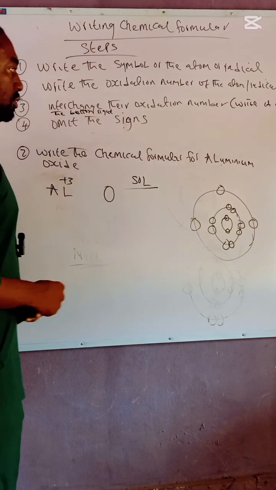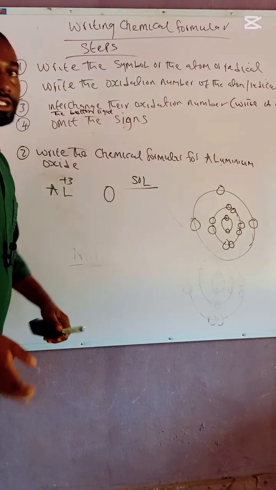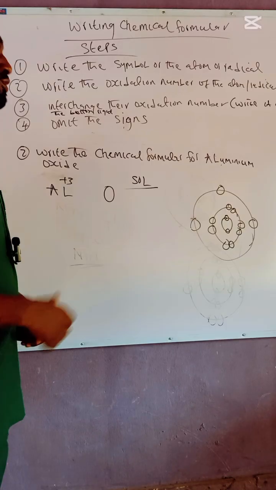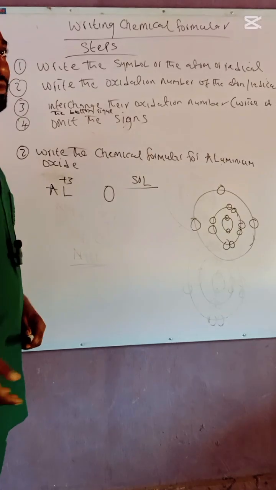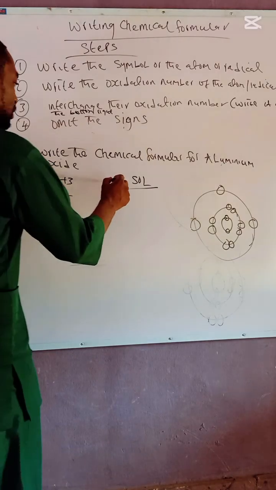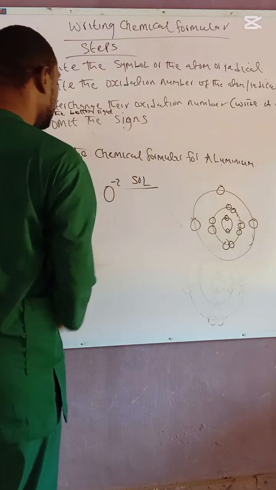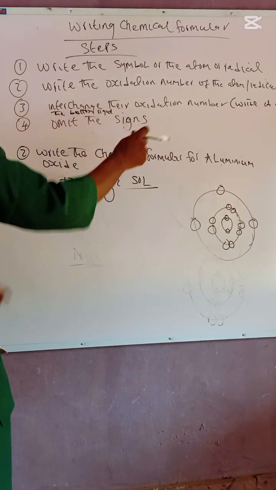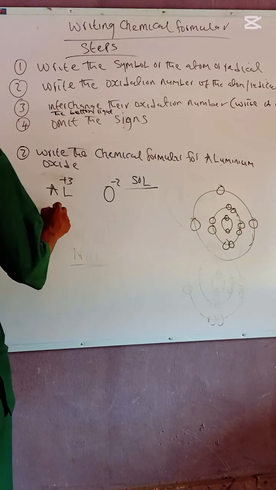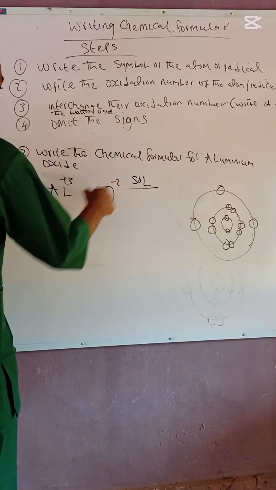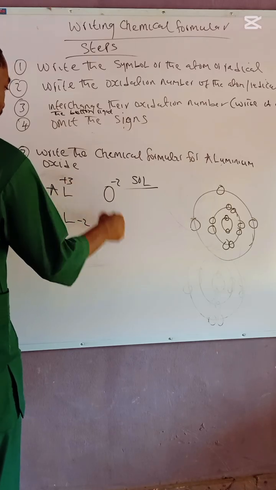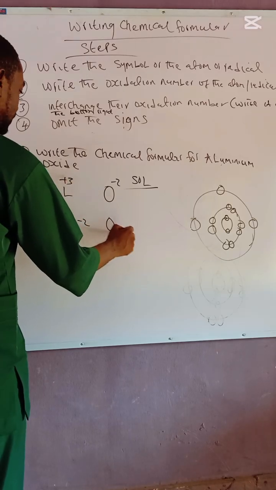So wetin be the oxidation number of oxygen? Wetin be your guess? Minus 2. You get am correct because we don do am for our first example. So na minus 2. Alright. So you say make you interchange the sign. Write them at the bottom right. So aluminium, you go carry minus 2 put here. Oxygen, you go carry plus 3.